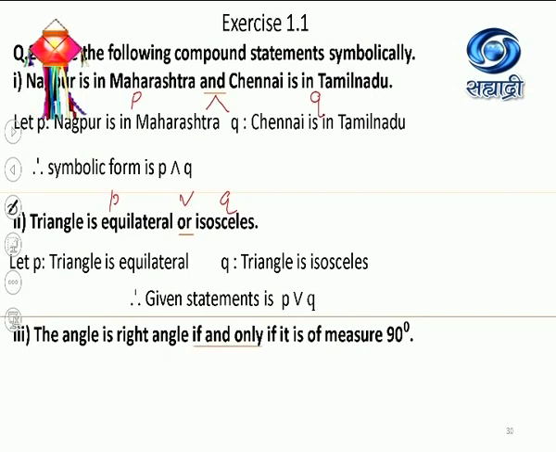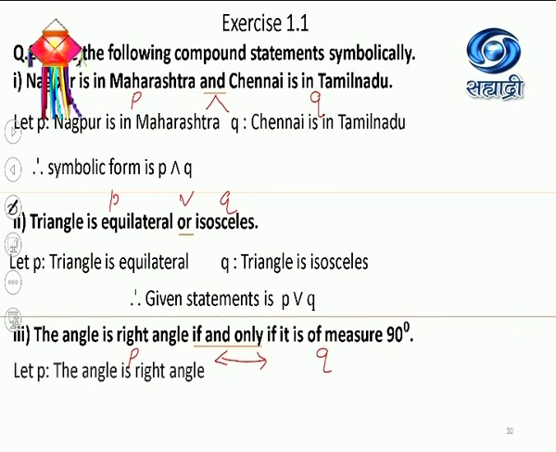Okay, the third one. The angle is right angle if and only if it is of measure 90 degrees. The connective used here is if and only if. So the statement before will be P, the statement after will be Q, and orally if I have to solve this, it will be P if and only if Q. So let's write it to get the marks in the exam. You have to write the simple statements first.